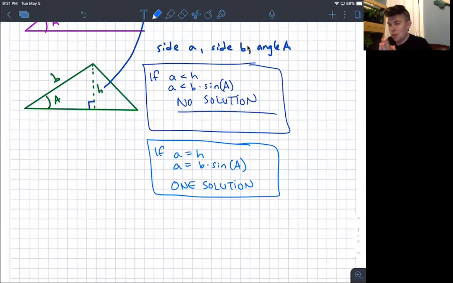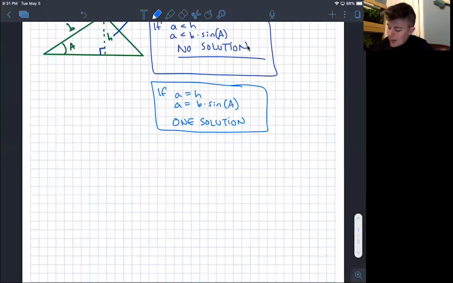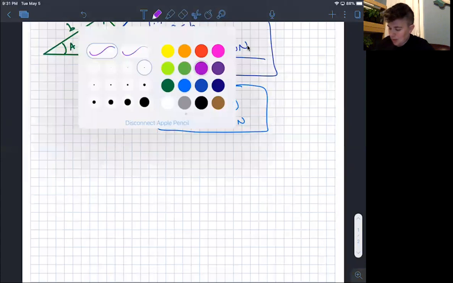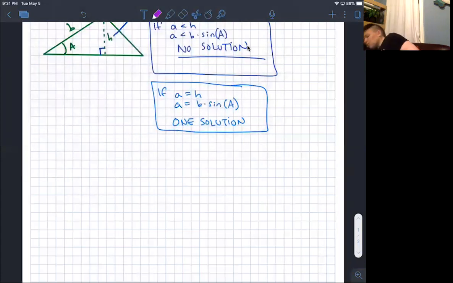Okay, now let's go into our other situations. I like using a bunch of different colors, y'all. It makes me feel, I don't know, fancy.